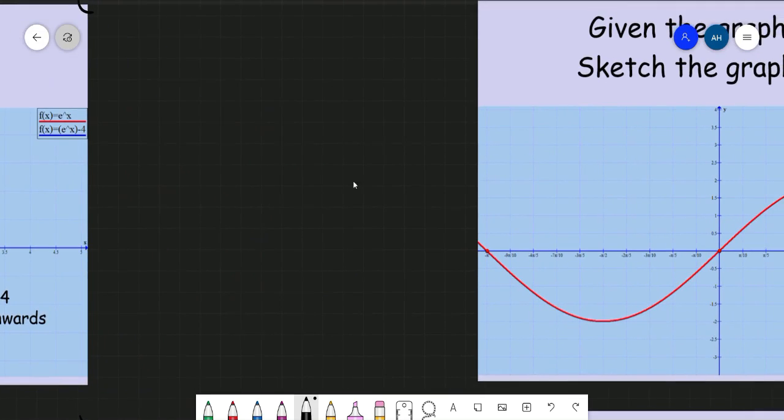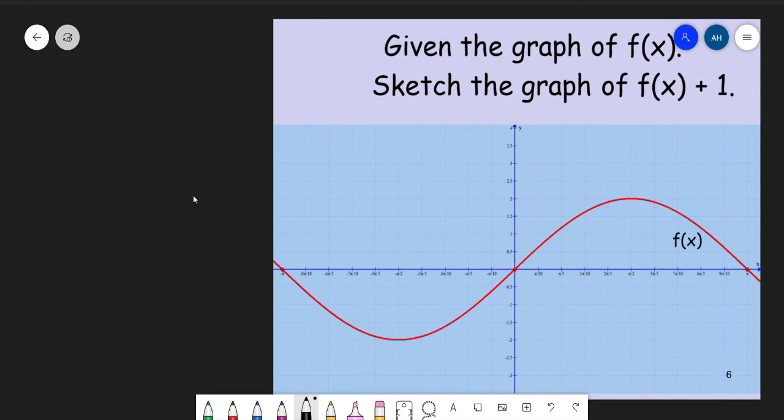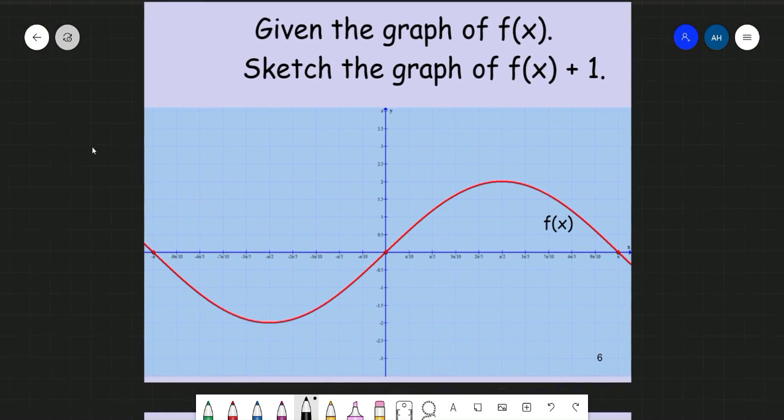Alright, now how about this one? We are given this function f, and it is not given what this function f actually is. We are just given this graph to represent the function f.